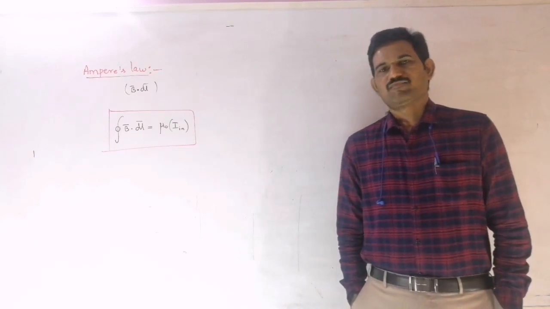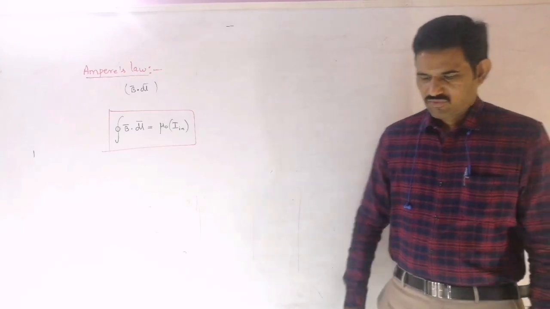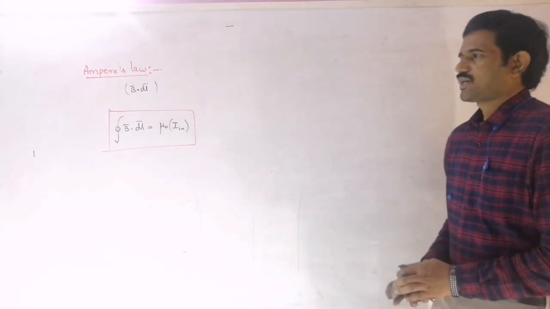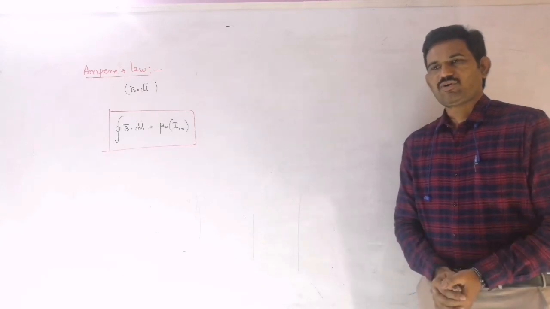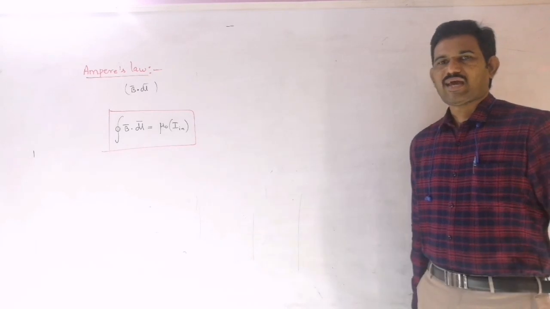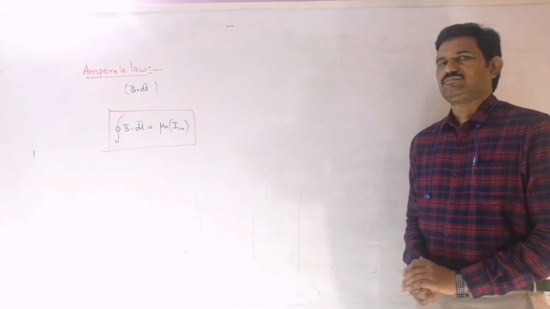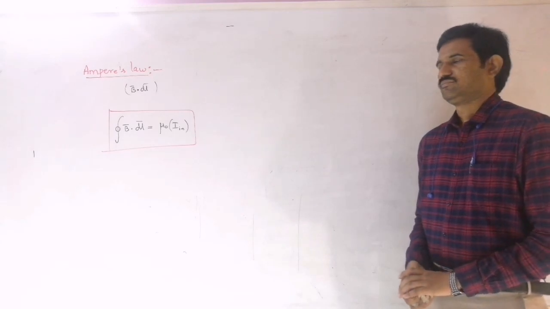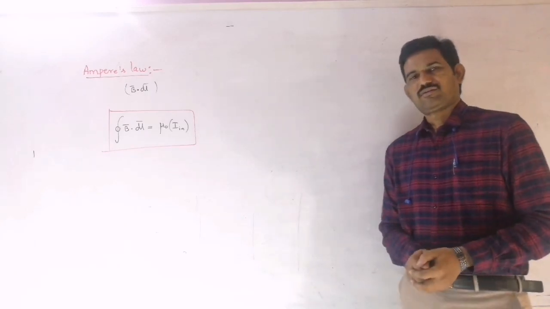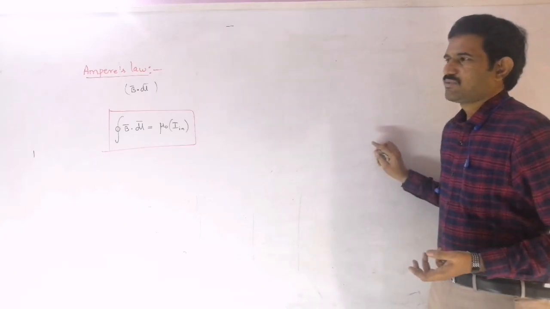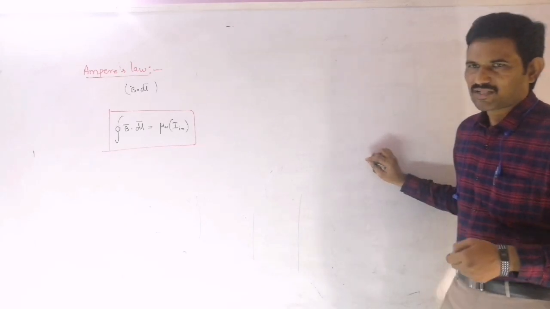Generally, the point where the magnetic field is to be calculated should lie on the Amperean loop. That means we can find the magnetic field at that point. And sometimes you may get a case where the magnetic field is always parallel to that path.